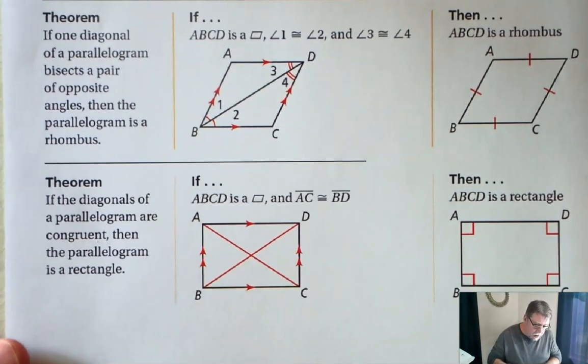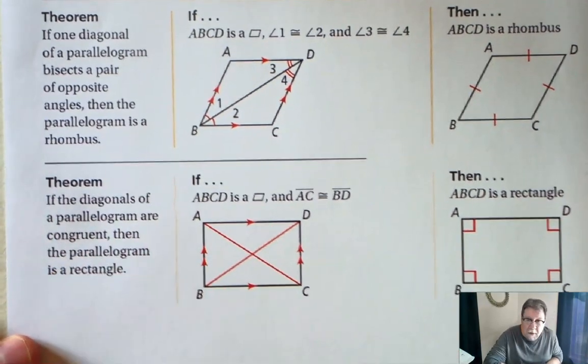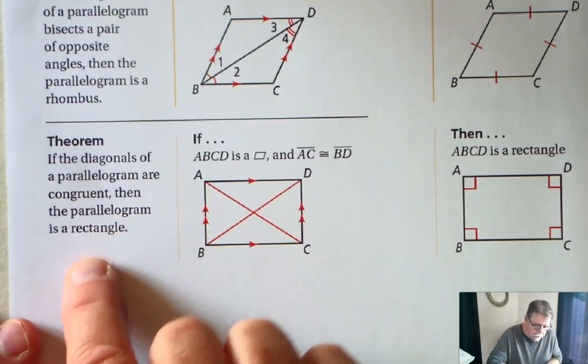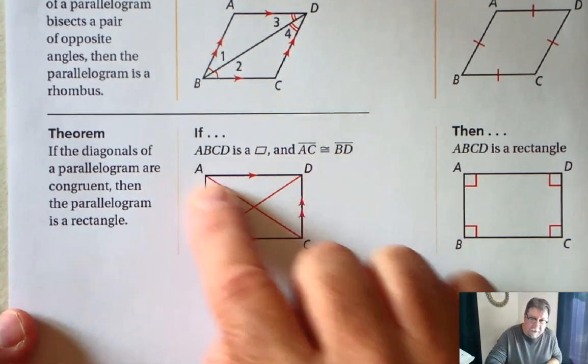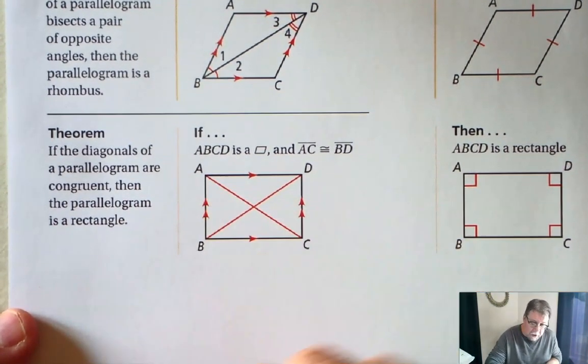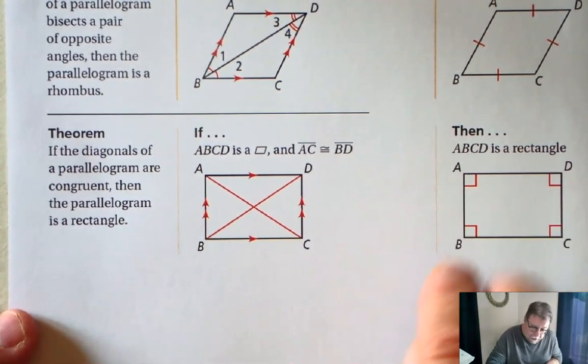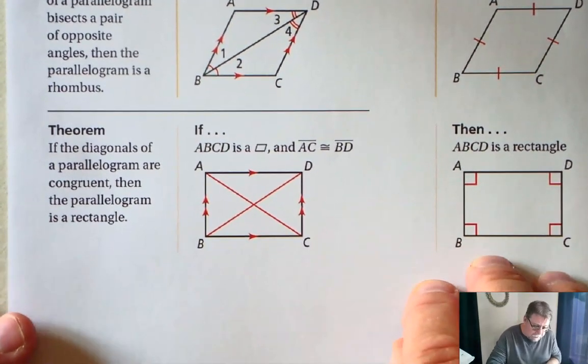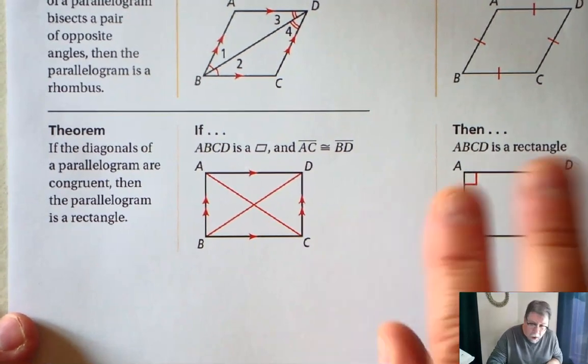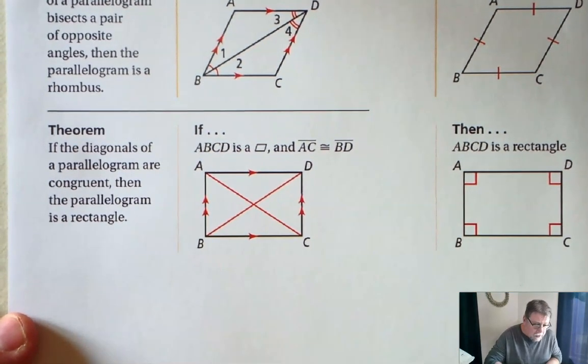And if the diagonals of a parallelogram are congruent, then the parallelogram is a rectangle. So if the measures of the diagonals of the parallelogram are congruent, then we know we have a rectangle. I'm sorry, not a rhombus, but a rectangle. So there's a look at that.